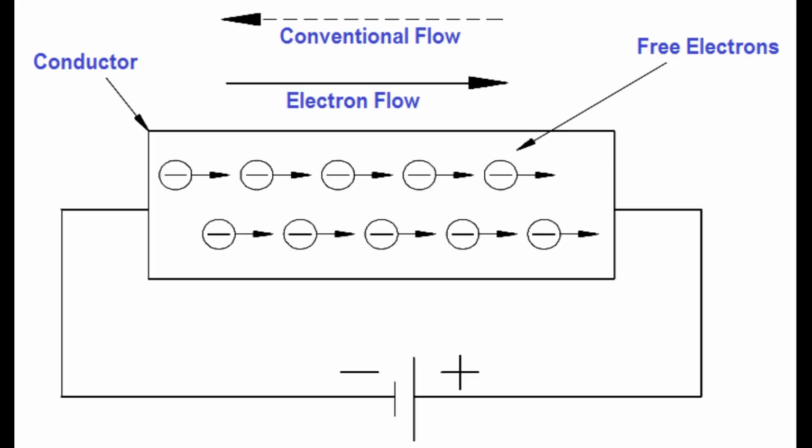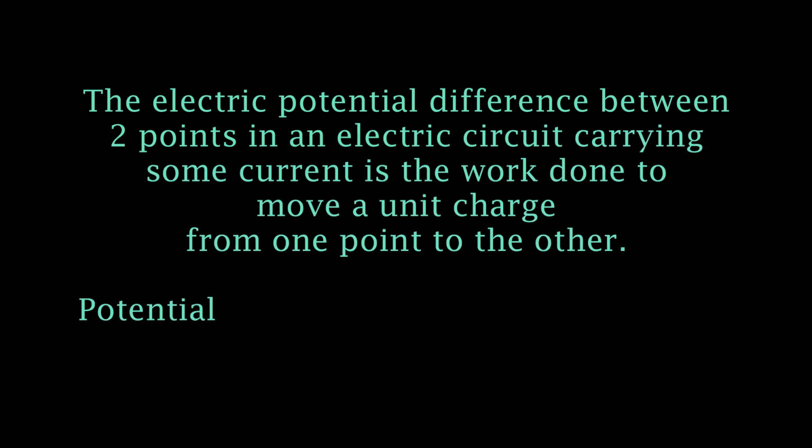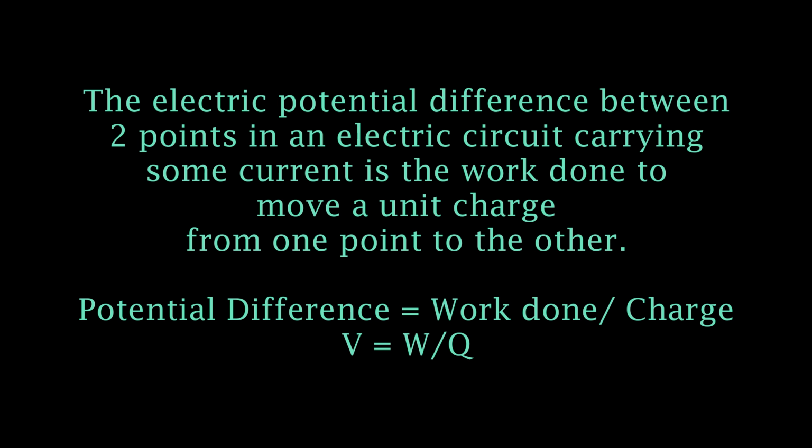The chemical action within a cell generates the potential difference across the terminals of the cell, even when no current is drawn from it. When the cell is connected to a conducting circuit element, the potential difference sets the charges in motion in the conductor and produces an electric current. In order to maintain the current in a given electric circuit, the cell has to expend its chemical energy stored in it. The electric potential difference between 2 points in an electric circuit carrying some current is the work done to move a unit charge from one point to the other.